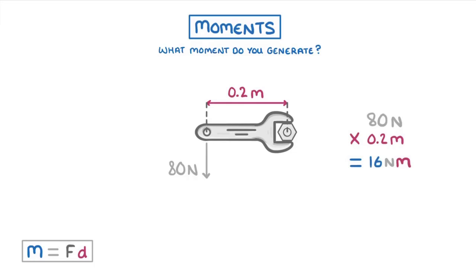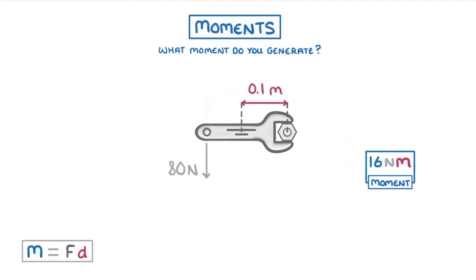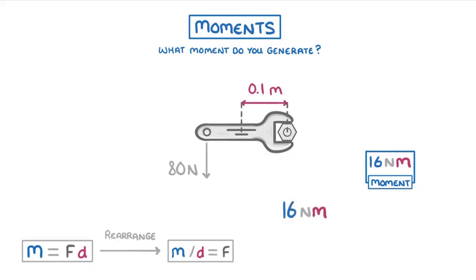Now, what if you wanted to generate that same moment of 16 Newton meters, but by applying a force 0.1 meters from the pivot instead? To calculate the force required, we'd have to rearrange our equation to get moment over distance equals force. Then we just plug in our moment of 16 Newton meters and our distance of 0.1 meters, and would find that the required force is 160 newtons. So we had to apply a bigger force to get the same turning effect, because we were applying it closer to the pivot.